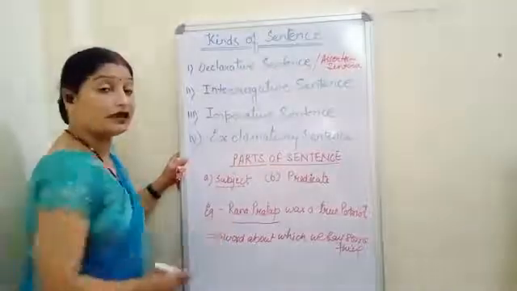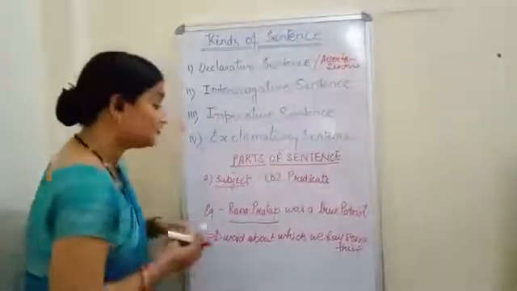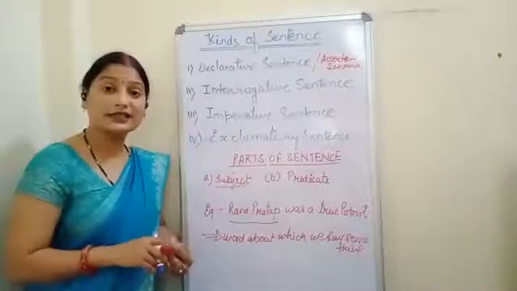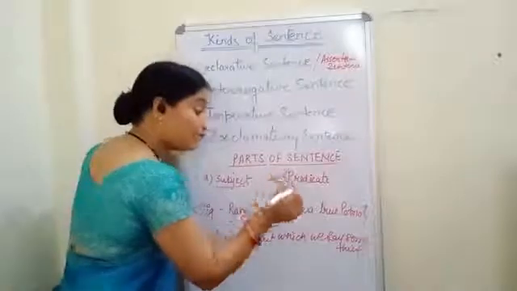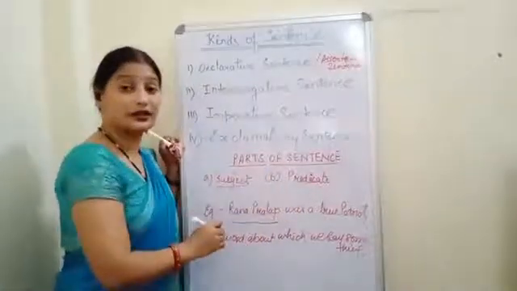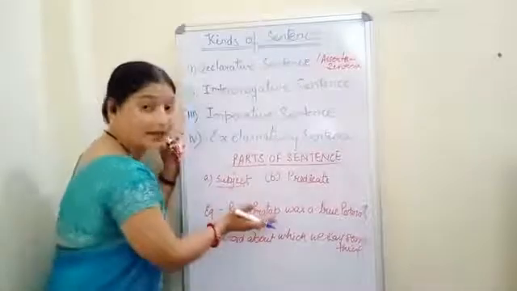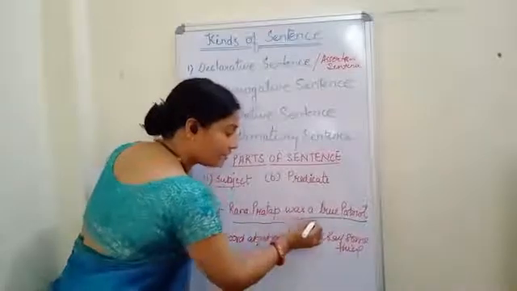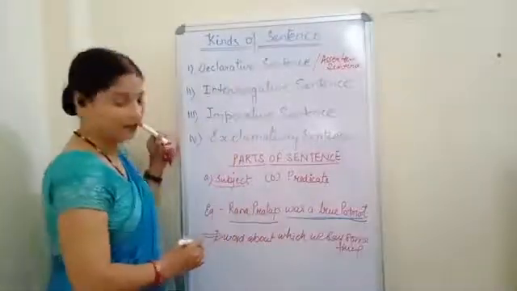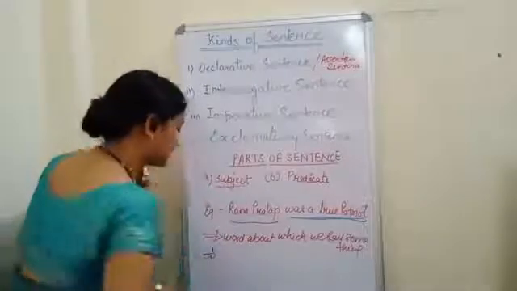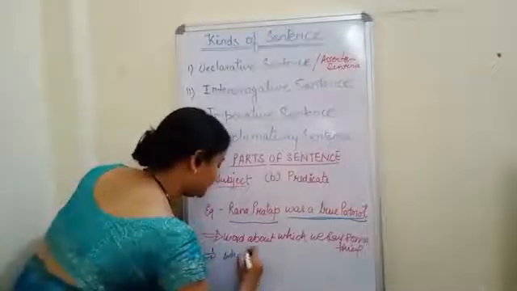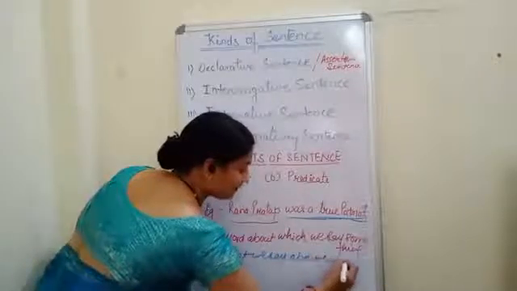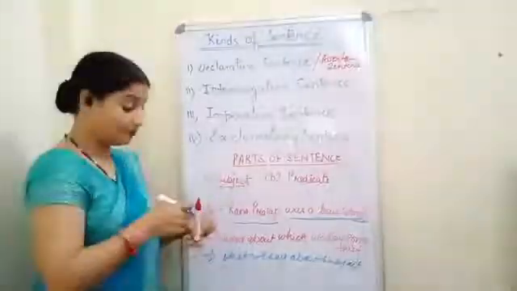Subject. Then we come to the predicate. Now, what is this predicate? What we have said about the subject is called the predicate. Now, he was a true patriot. We are saying that Rana Pratap was a true patriot. So, this "true patriot" will be our predicate. So, the meaning of predicate is what we say about the subject is called the predicate.